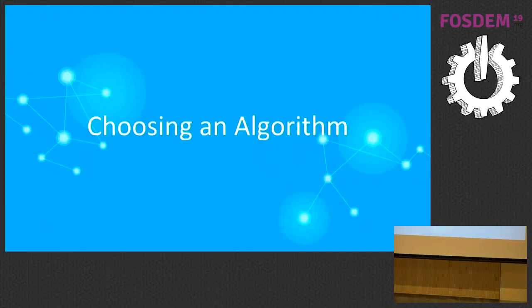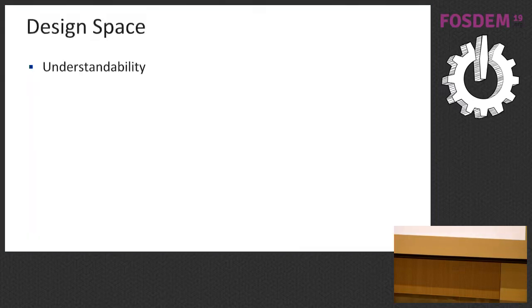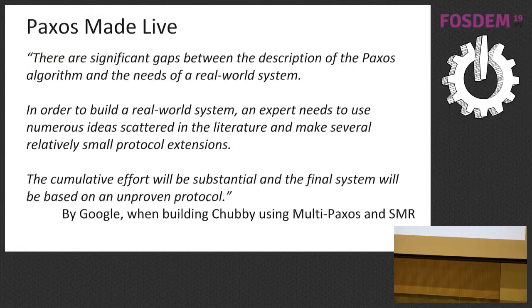So how do we go about choosing an algorithm? There are two very popular ones nowadays, Paxos and Raft, but there are other ones. So first of all, we want to look at an algorithm that's understandable. There was a very famous paper that came out of Google detailing their experiences implementing Paxos for Chubby. And basically the gist of it was that Paxos was a very underspecified algorithm, and that they had to search all of the literature to come up with a Frankenstein of a solution.